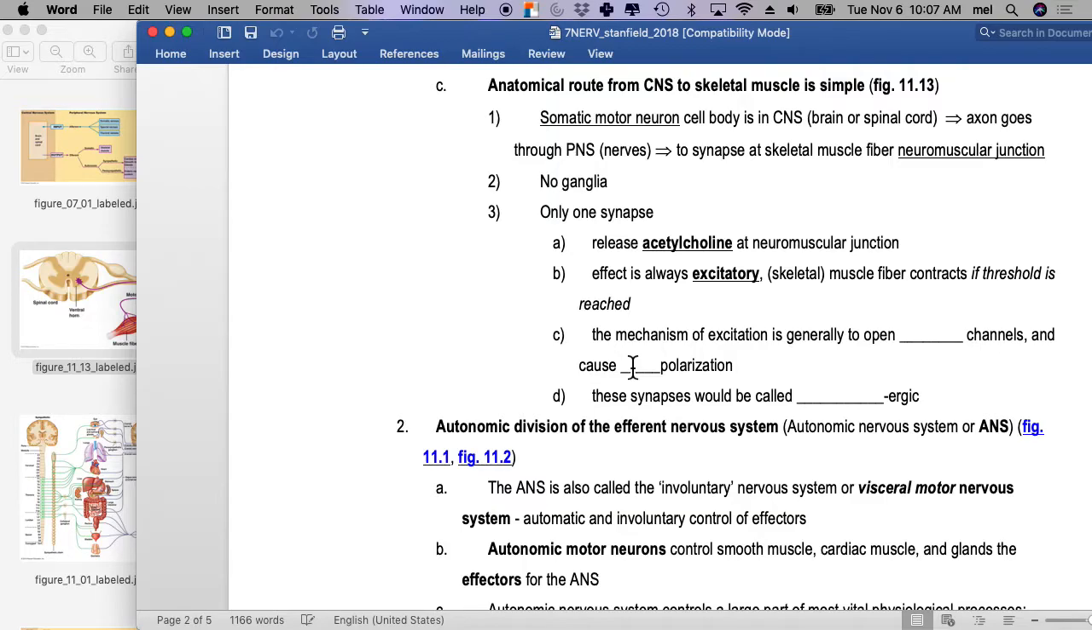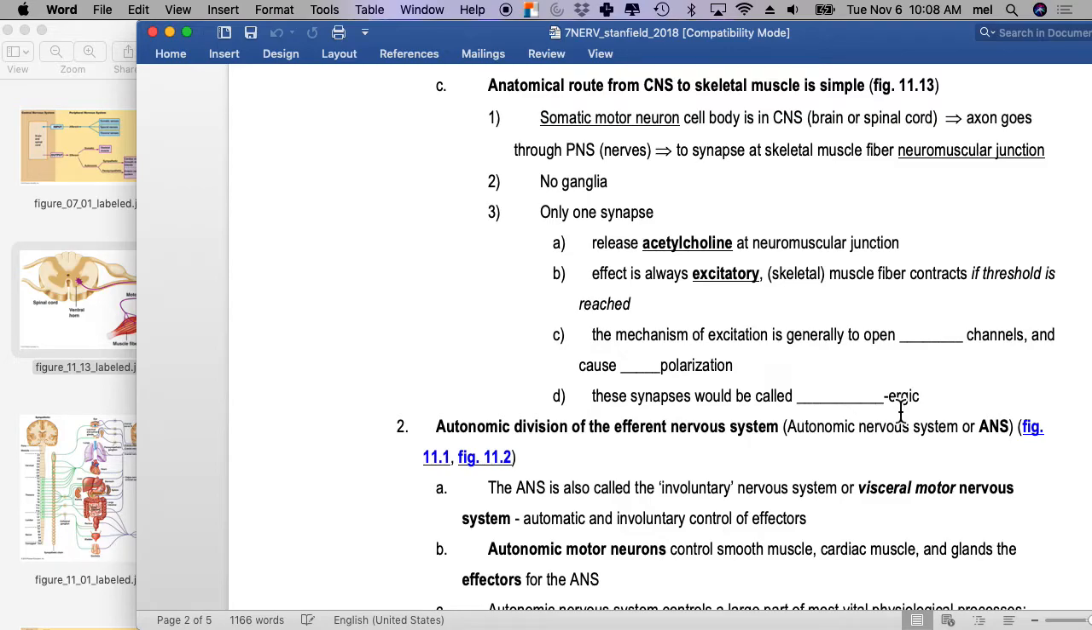And you know one more piece of information. What neurotransmitter is always released here? Acetylcholine. Good. So only one synapse, and it always releases acetylcholine. The effect is always excitatory, and it'll contract if threshold is reached. It's not always reached. And you guys remember this? The mechanism of excitation is generally to open what kind of channels? Sodium, and cause what kind of polarization? Depolarization. And these synapses are what ergic? Cholinergic. Got it?